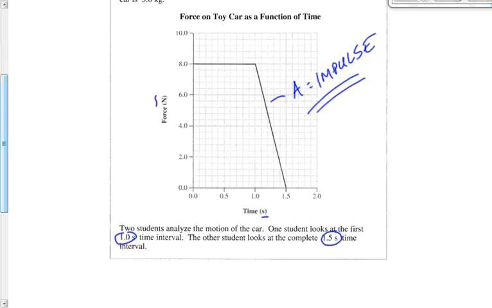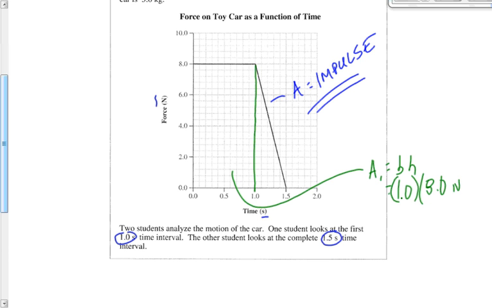Well, what you got to do here is find the area, but because you're only looking up to 1 second, you're going to find the area only of the first second. So let's say A1 is equal to base times height. The base of that is 1.0 seconds. The height is 8.0 newtons. That gives me an impulse of 8.0 newton seconds. Now, if I want to find the velocity at the end of 1 second, I'm going to set that impulse or that area equal to m times delta v.